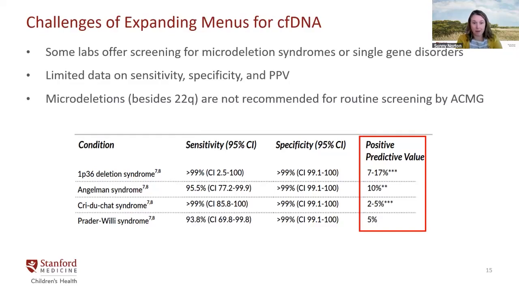And you can see the positive predictive value for some of these microdeletion conditions can be quite low. So for Prader-Willi syndrome, for example, it's 5%, which is quite low. And that can be challenging if we're counseling a couple who comes in with a positive screening result. They might think they have a very high risk, and it might not be as high as they were anticipating. At this point, the only microdeletion that is recommended to be offered to pregnant patients routinely is 22q deletion syndrome.